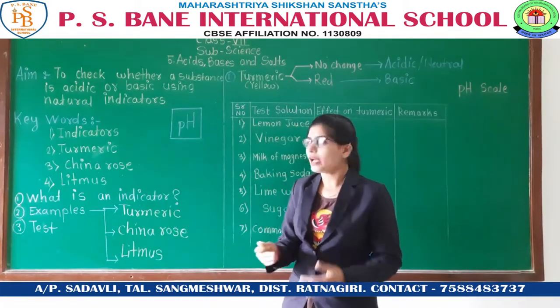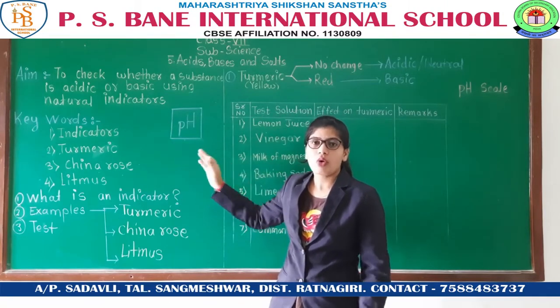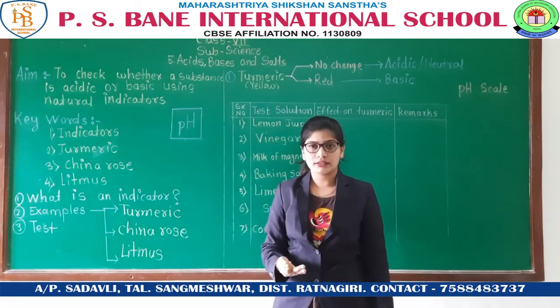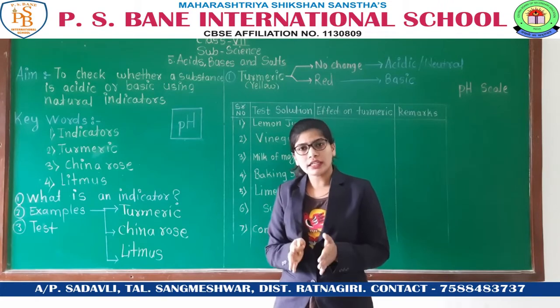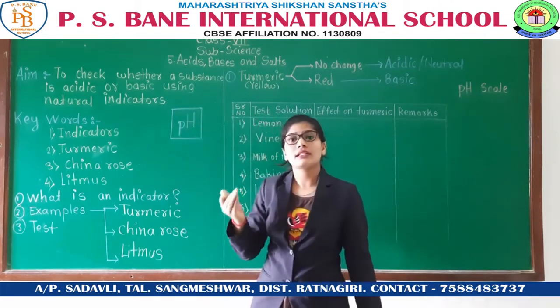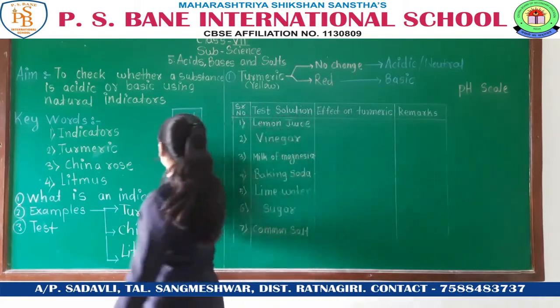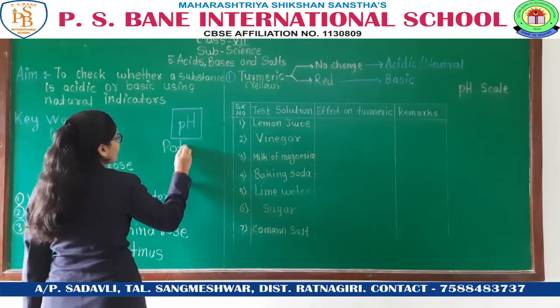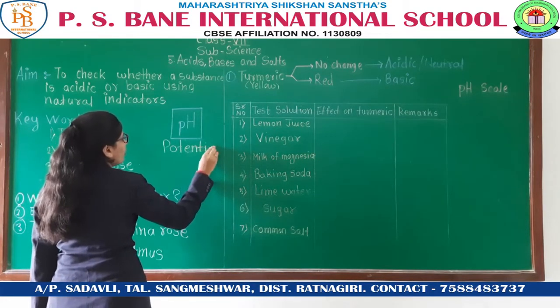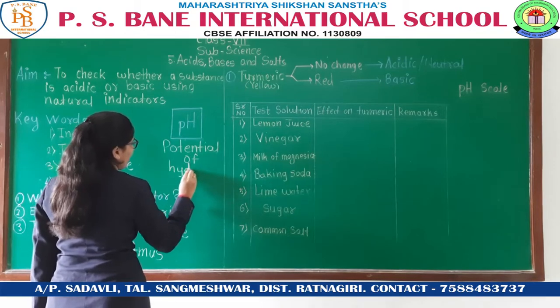But before that I want to tell you something about pH. Why are we using indicators? We are using indicators to check the pH of that substance. Now, what is pH? pH means potential of hydrogen.